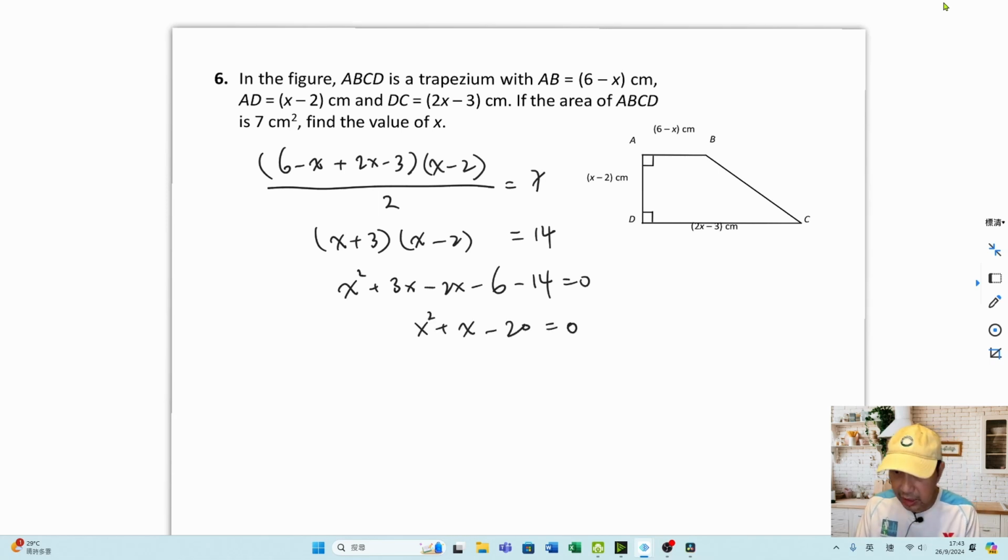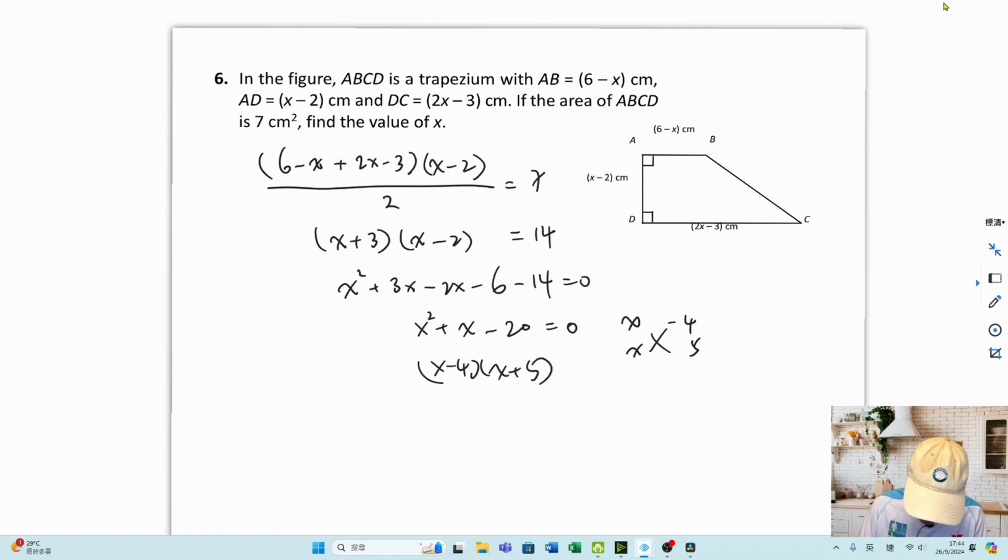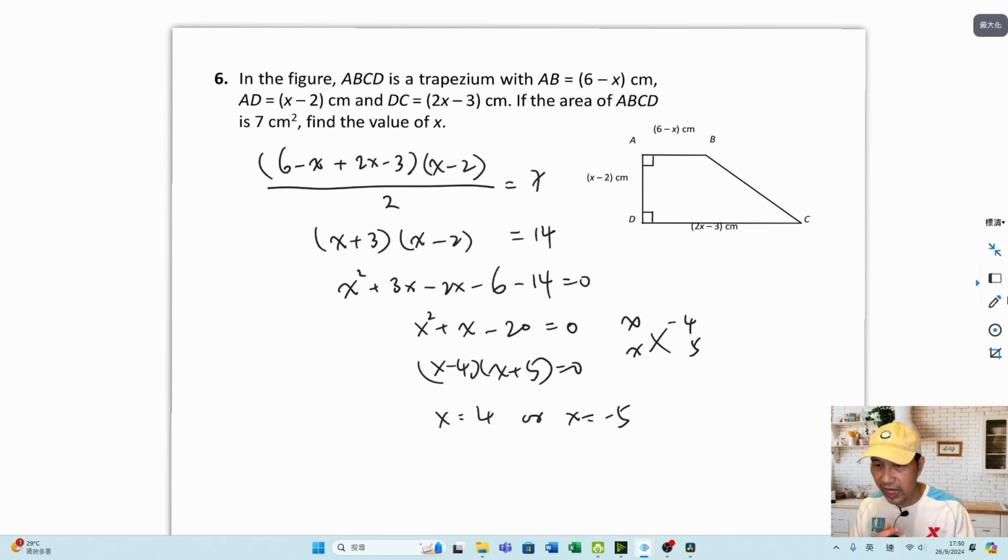This one is very easy: 4, 5. So x minus 4 times x plus 5 is 0, so x is 4, or x is equal to negative 5. We have two answers, 4 and negative 5.